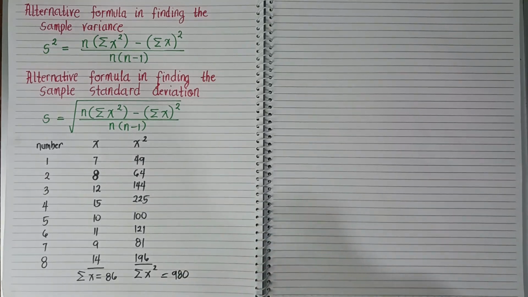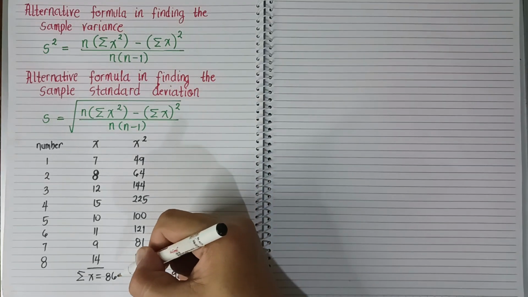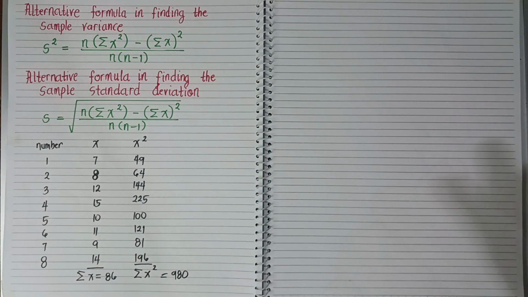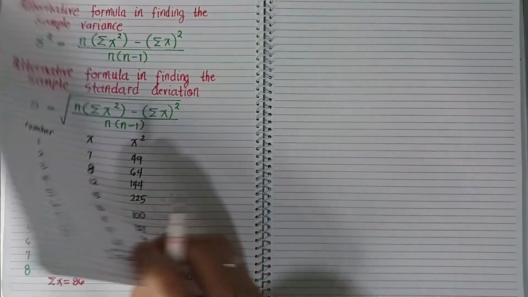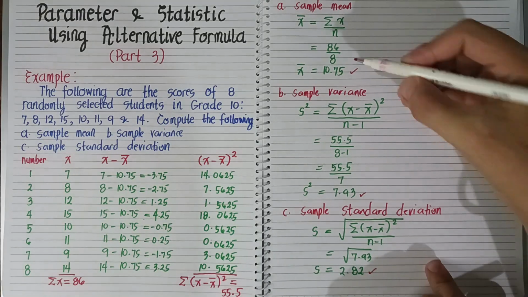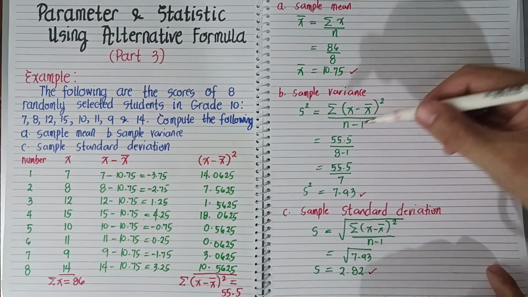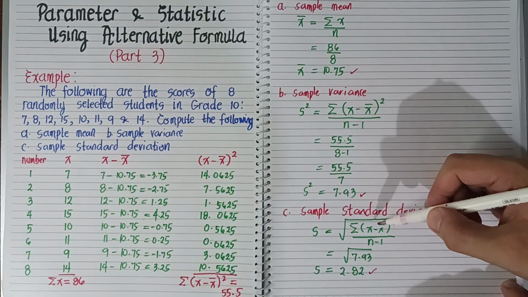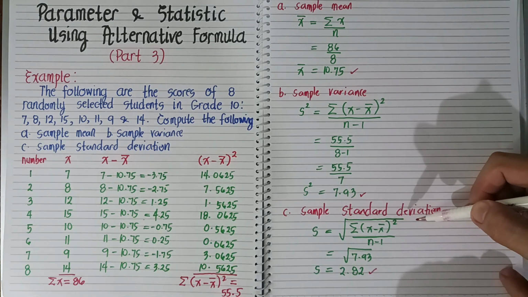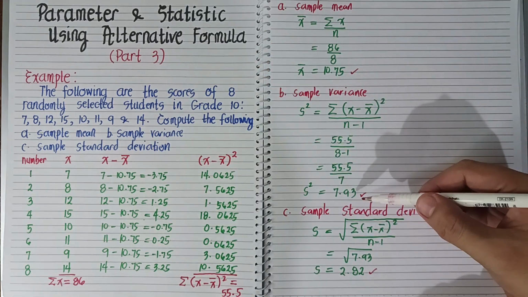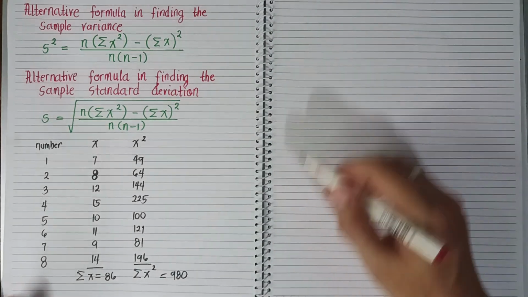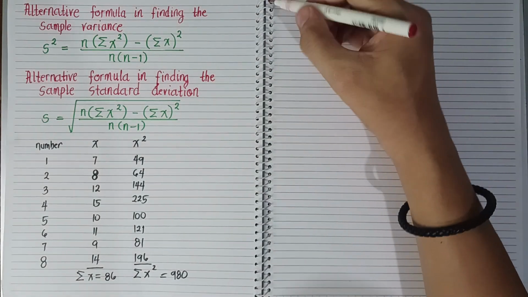And then, since nakuha na natin to guys, pwede na tayo mag-substitute dito. Okay. So, alam naman natin yung dito guys, balikan natin. Sample mean natin ay 10.75. Okay, now prove natin na same yung magiging answer ng sample variance and sample standard deviation using alternative formula. Okay, dapat 7.93 and 2.82. Okay, so guys, hindi ko na ipapakita yung letter A. So, letter B na tayo.